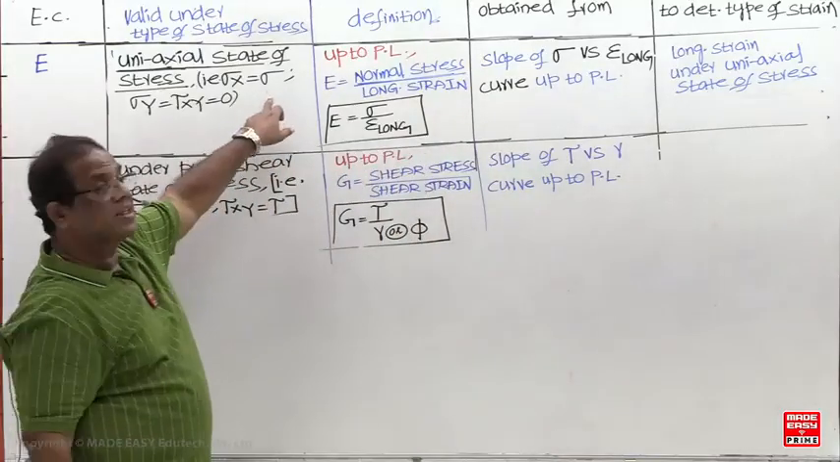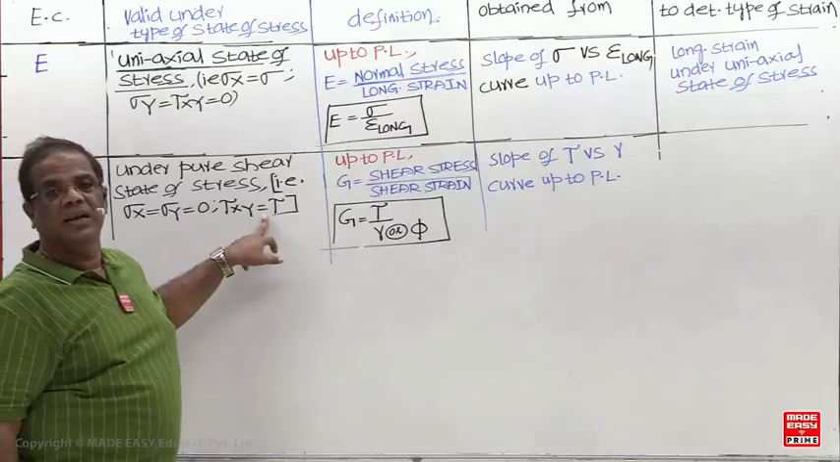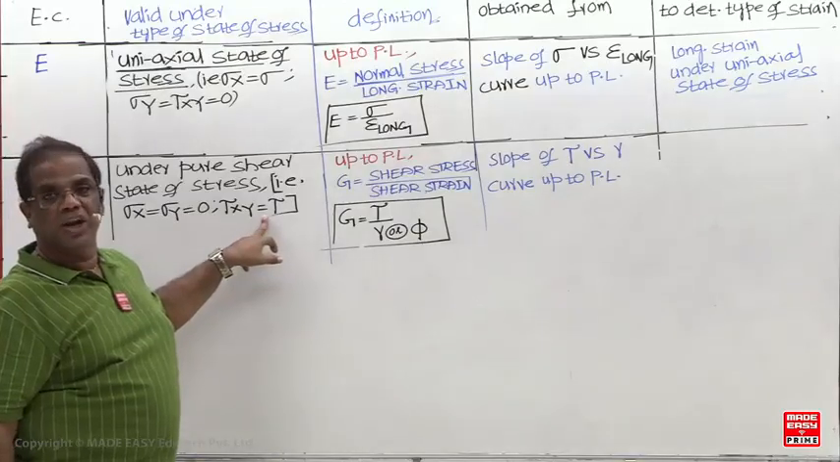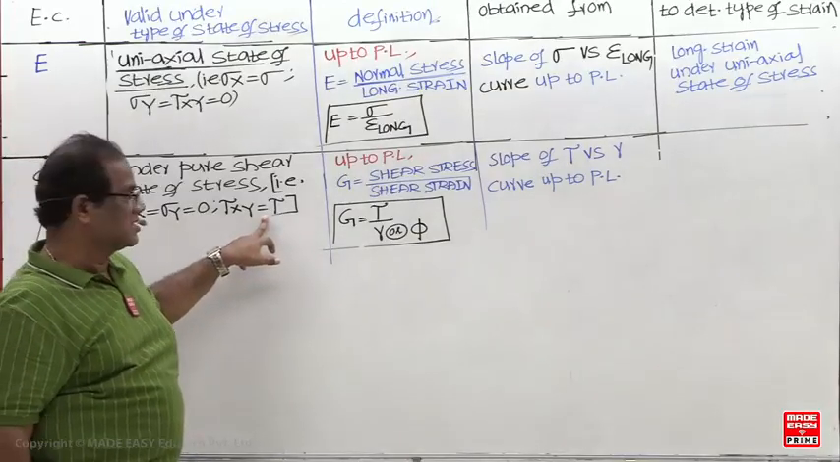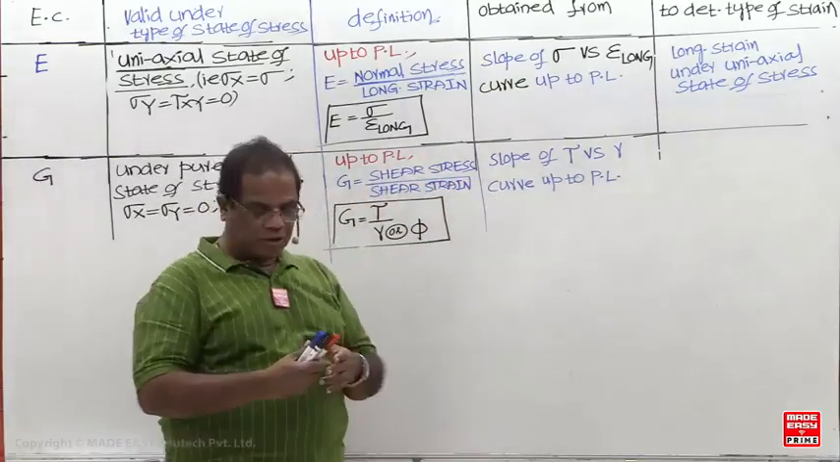What is the expression for sigma under the tension test? P by A. What is the expression for tau that we have studied? T by Zp, that is 16 T by pi d cubed, the torsional shear stress. So the slope of the shear stress versus shear strain curve up to the proportional limit.